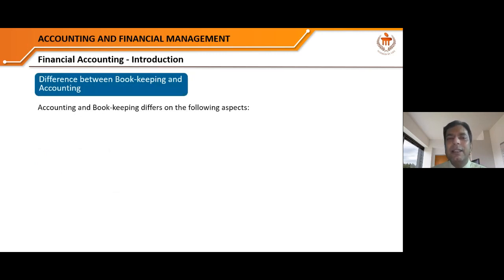We move next to the next topic, which is the difference between bookkeeping and accounting. When we talk about bookkeeping and accounting, there are some differences. The first difference is scope. Bookkeeping involves very basic things, so it has a very narrow scope. As we discussed, bookkeeping is related to recording the transactions and balancing the journal.